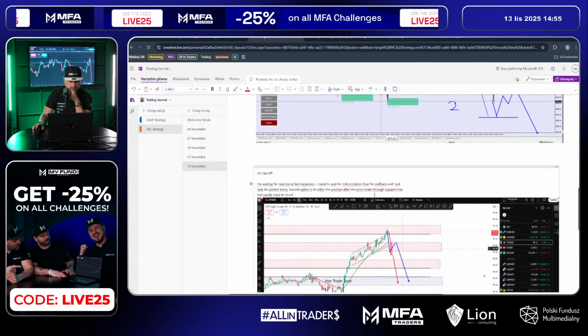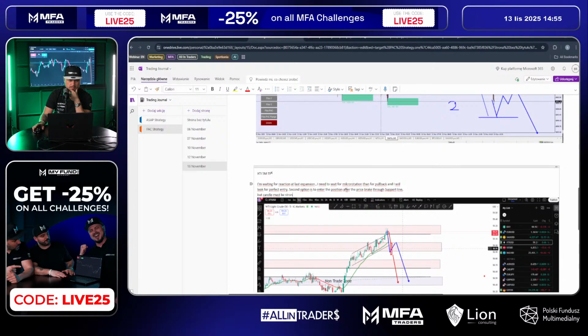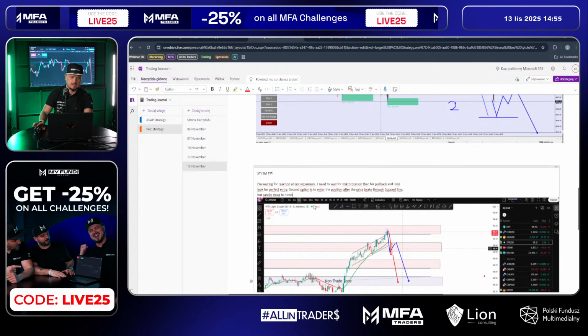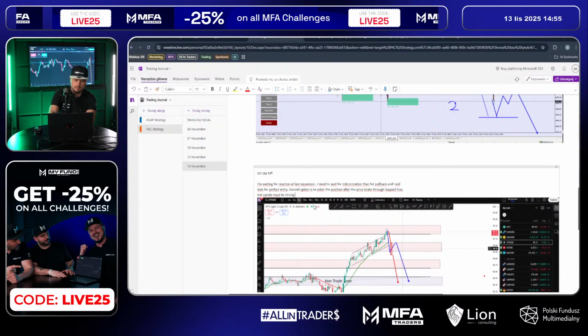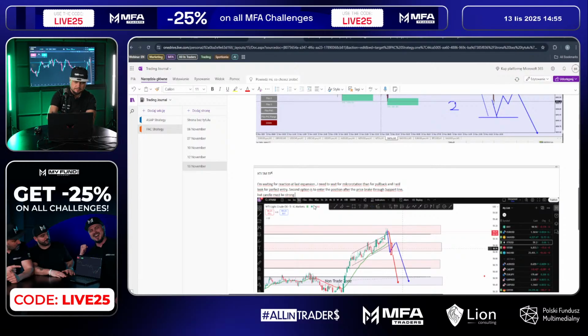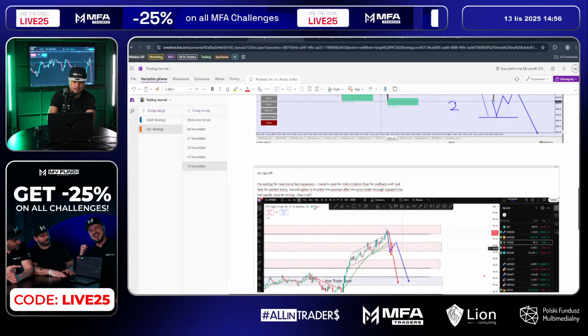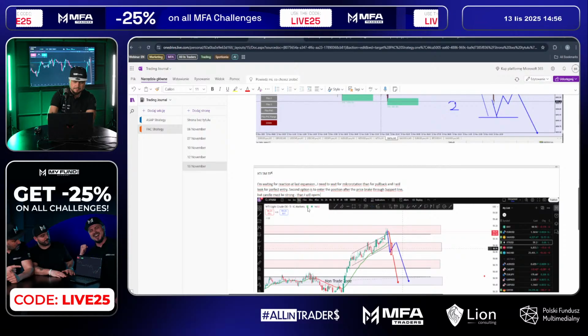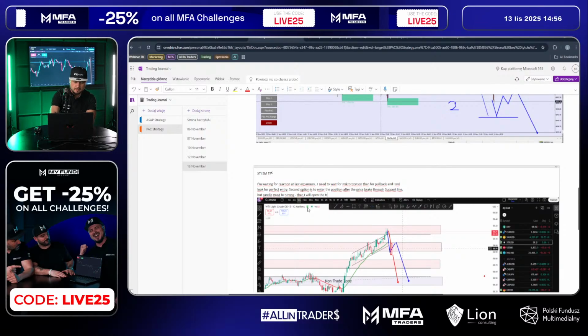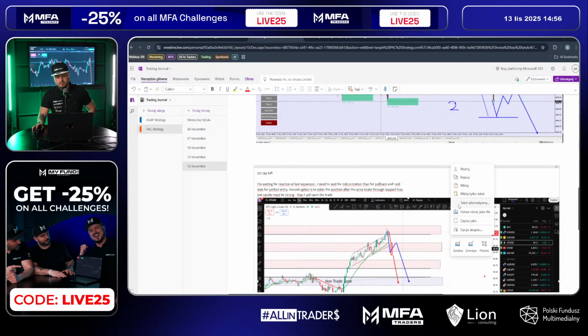Position after the price breaks through the support line, but the candle must be strong. If the candle is strong, I will open the position. Then I will open the trade. Okay, so we got a few different options.